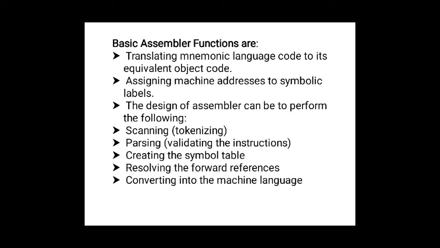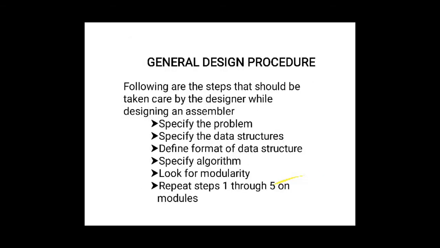Later, we need to create the symbol table, which has all the details about how many symbols we are going to use in the assembler instructions. Next, we have to resolve the forward references if we encounter them in the symbol table. Finally, we convert it into machine language. These are the five things to be performed when designing an assembler.